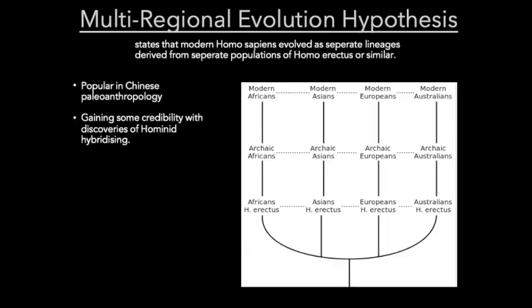There are some different theories, this one being the multi-regional hypothesis. The multi-regional evolution hypothesis states that modern Homo sapiens evolved as separate lineages derived from separate populations of more archaic species like Homo erectus. So in this theory, Homo erectus or some other predecessing species left Africa or wherever it was from, spread out around the old world, and from there, in different regions, they evolved separately into modern humans. Here we have modern Africans from archaic Africans, modern Asians from archaic Asians, and so forth.